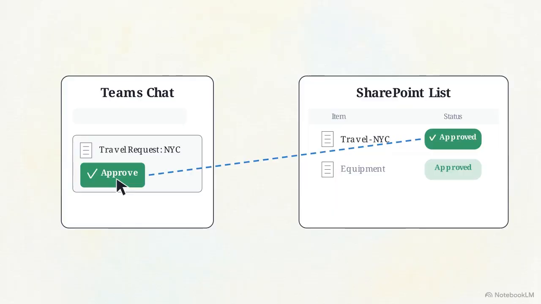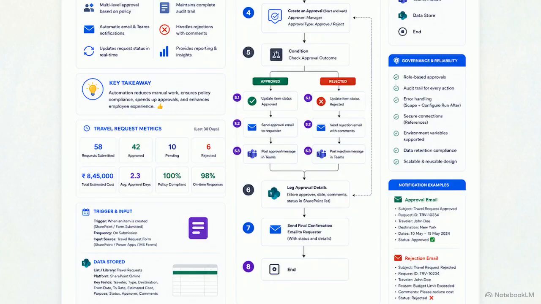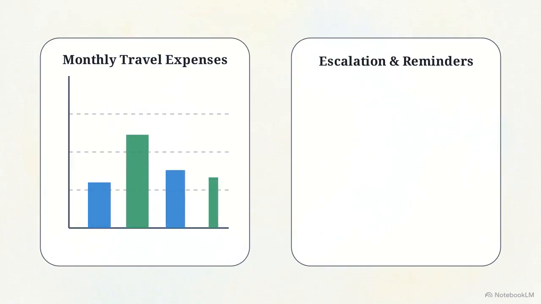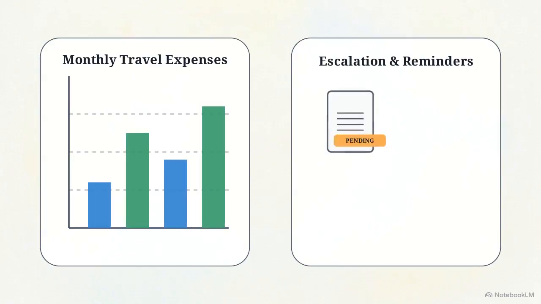The Travel Request Metrics panel provides clear operational visibility. We can see exactly how many requests were submitted and verify that our average turnaround is down to 2.3 days. From here, you can expand the system by integrating Power BI for monthly expense dashboards or adding automated alerts for approvals that have been pending for too long.